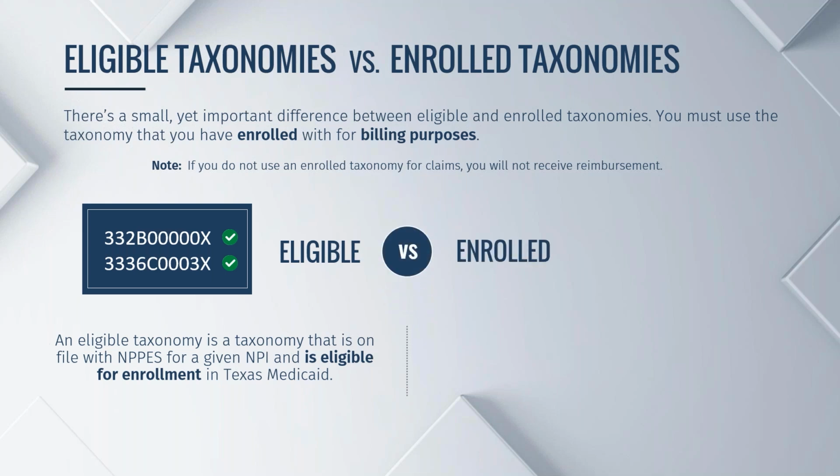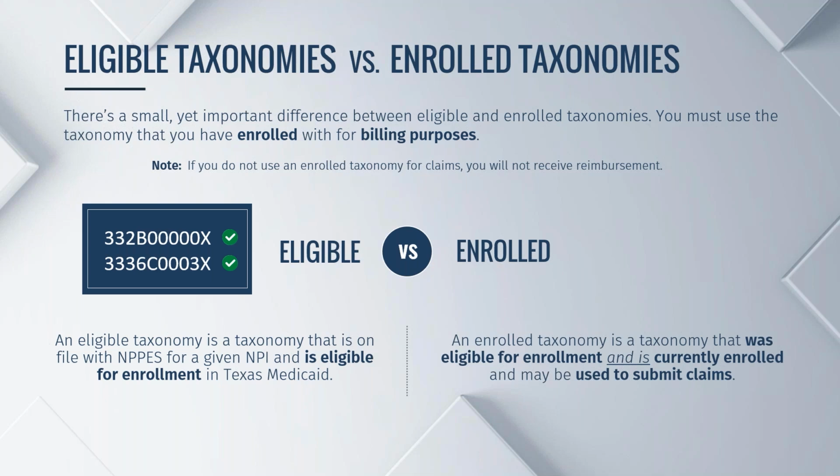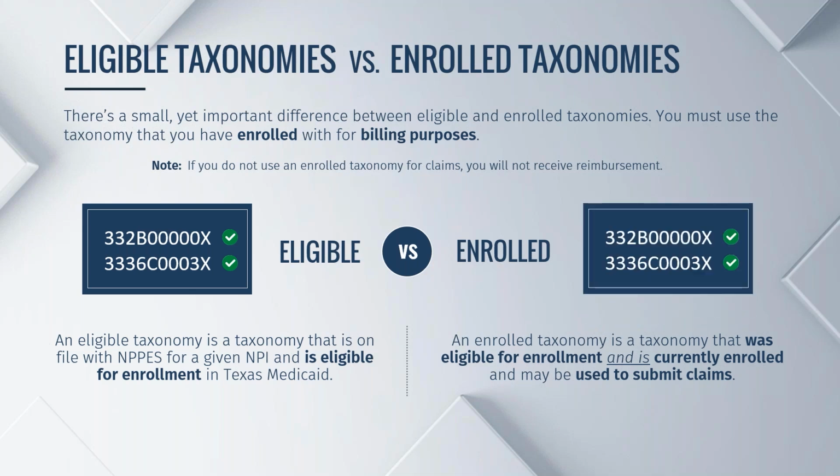An enrolled taxonomy is a taxonomy that was eligible for enrollment, is currently enrolled, and may be used to submit claims. In our example, taxonomy code 332B00000X is enrolled through PEMS and may be used for claims, but the other eligible taxonomy, 336C0003X, is not enrolled and cannot be used for claims.